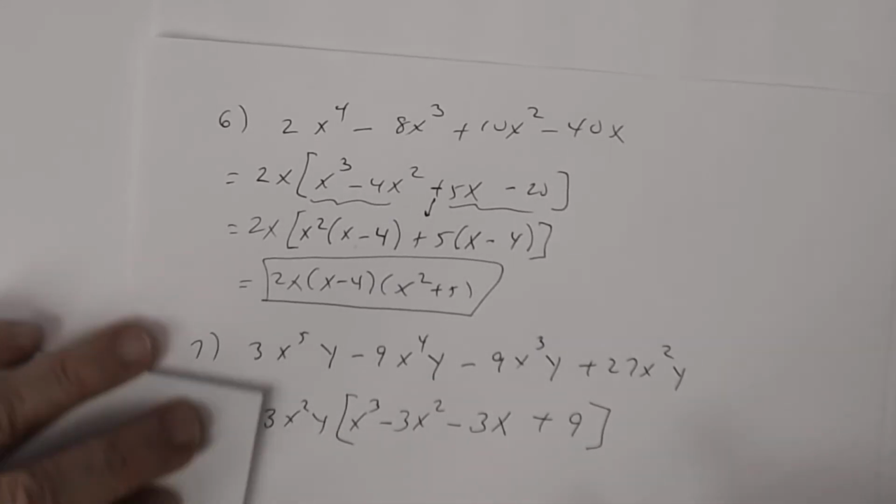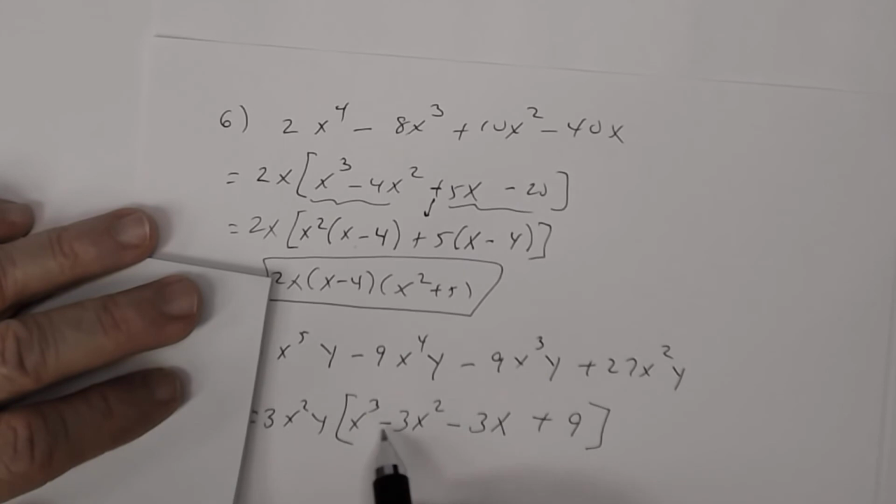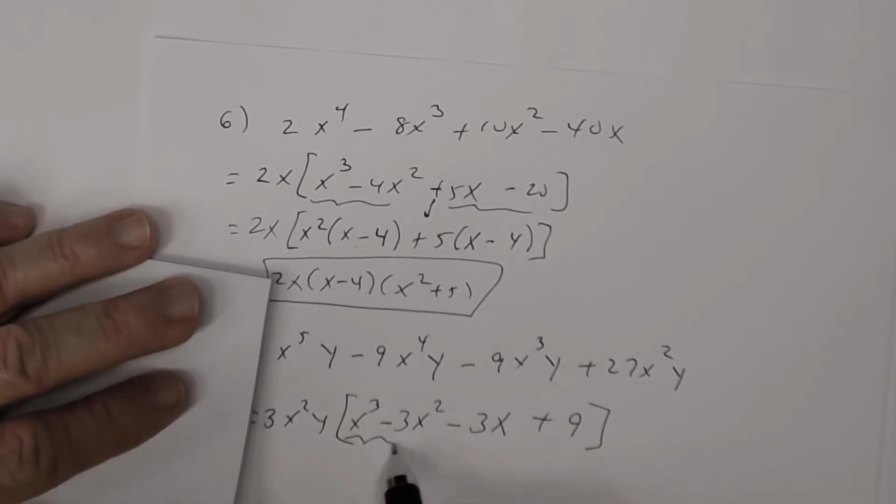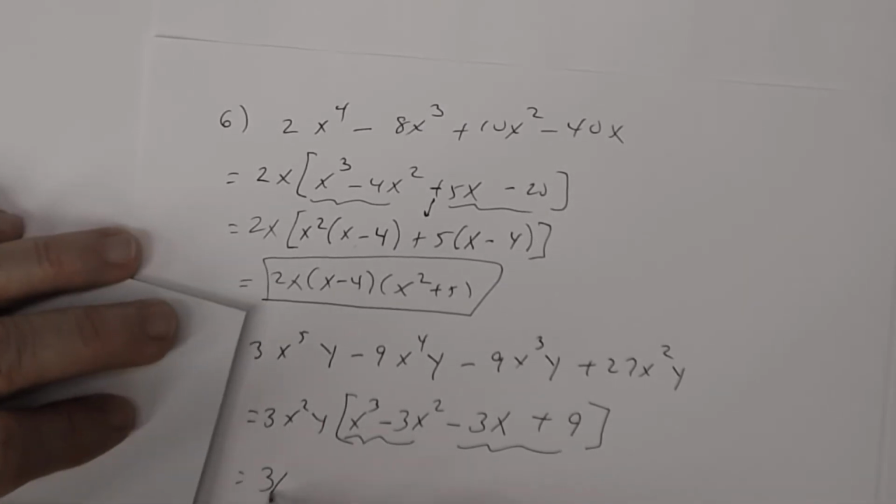All right, now what you're going to do is, you see those 4 terms? The GCF of those 4 terms is now 1. So we're going to group though, just like this. And so I get 3x squared y, don't forget to bring that down, times in brackets.